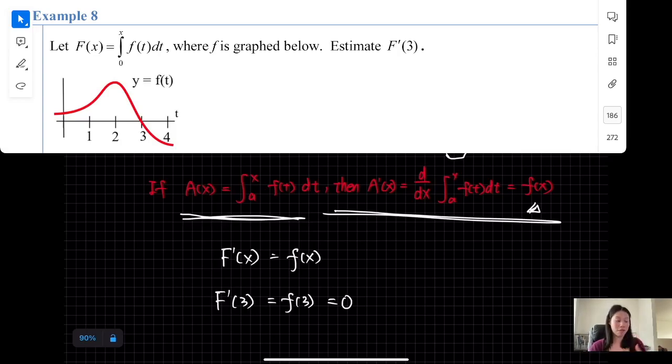Okay, so that's it for the fundamental theorem of calculus. Next time we will talk more about how to use that to find the antiderivative.